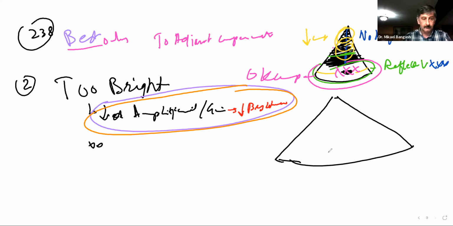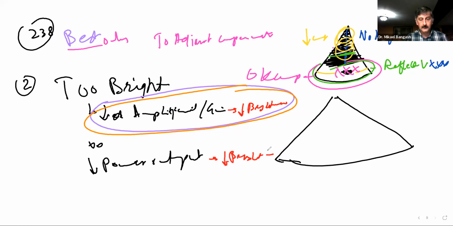Decrease the power output. Now we already also know that a decrease in the power output also reduces the brightness of the image. And the next one is adjust the reject level. That would not be the case because this is not what noise looks like.